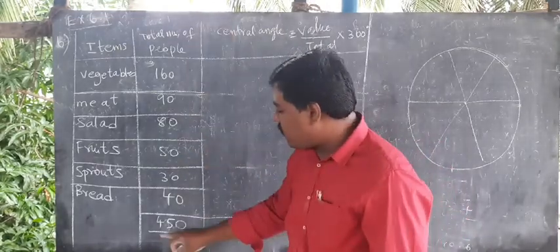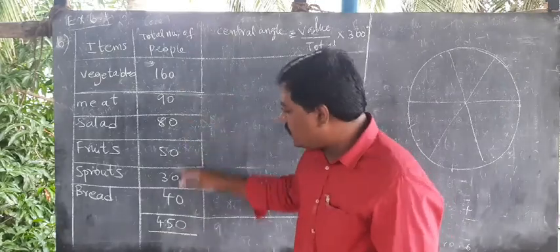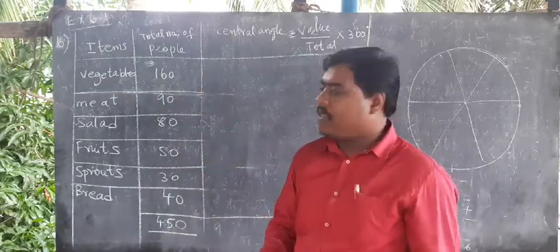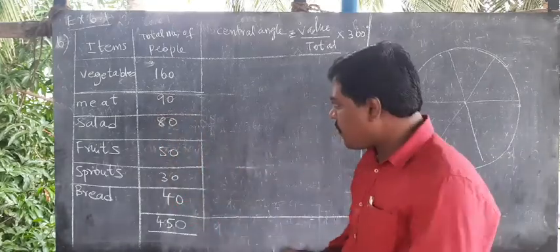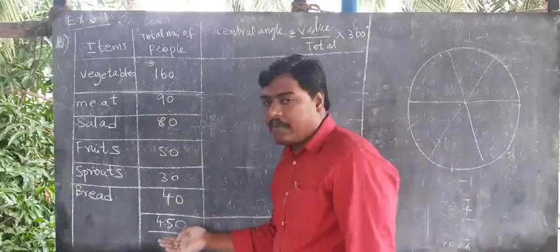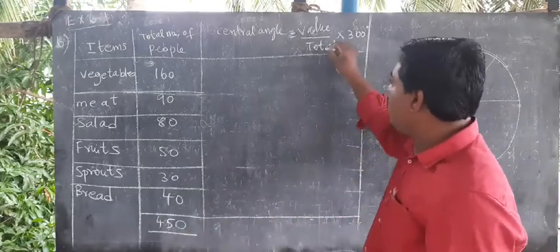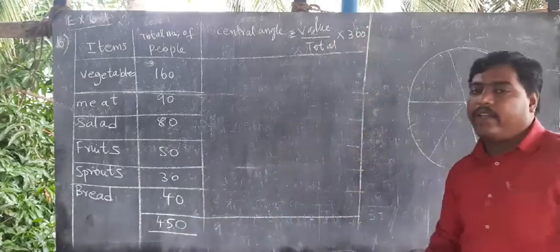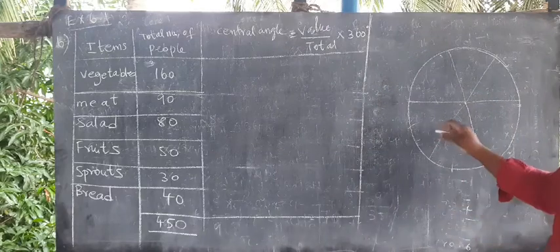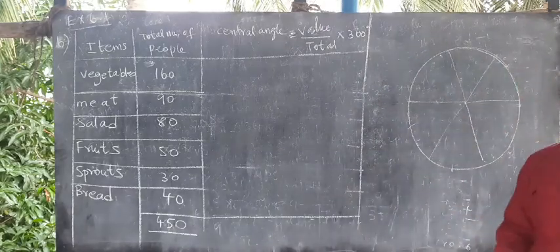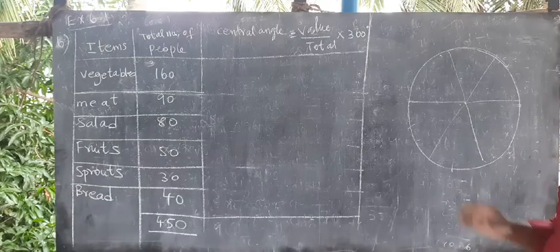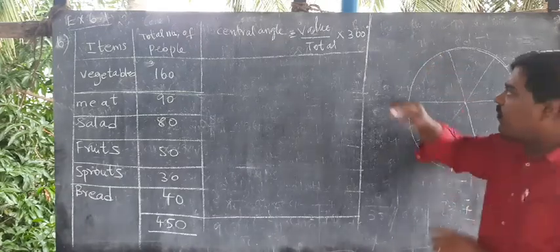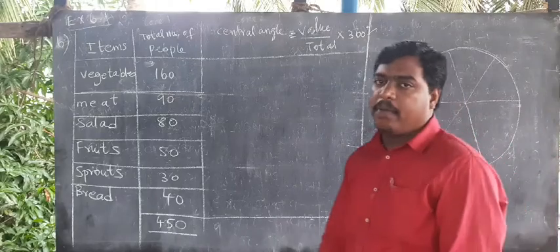Total means total number of people. So what is the total number? 450 people. We add these up: how many people buy the vegetable, the meat, bread, fruits like this. So 450 people total. So that is value by total into 360 degree. Why do we apply 360? Because this is in the circular shape, and a circular shape means the angle is 360 degree. So we need to write 360 degree. So this is the formula for drawing a pie chart.